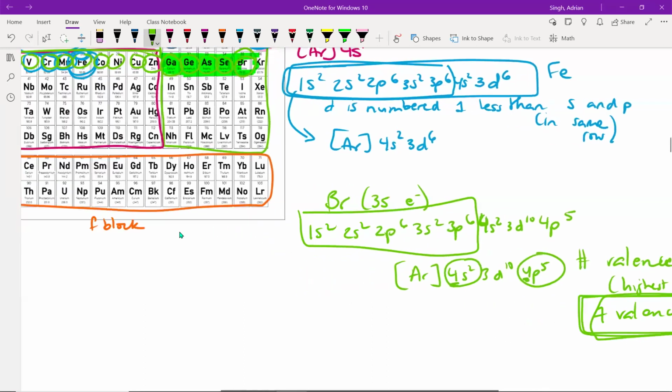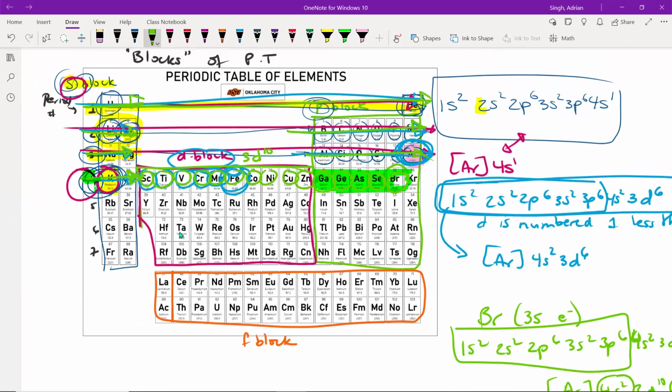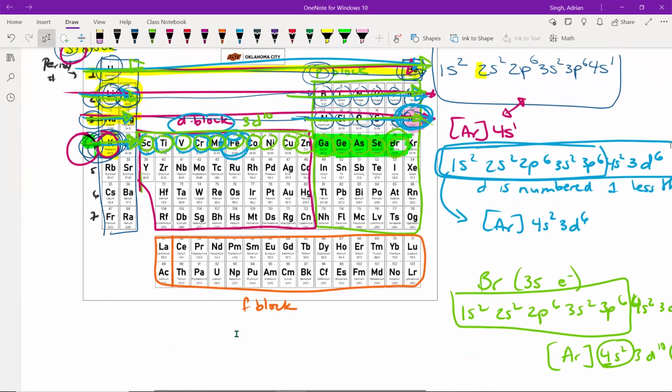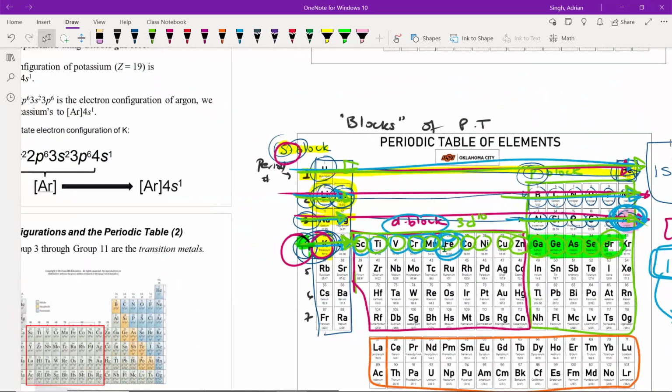So the periodic table can be used again. It's a very important, very predictive tool we can use. If you're wondering, when we get to the F block, it's numbered 2 less than the S and the P, as opposed to the D's that are numbered 1 less than the S and the P blocks.